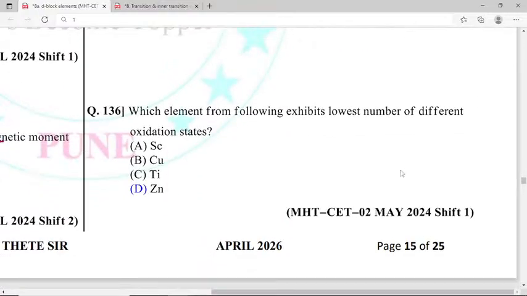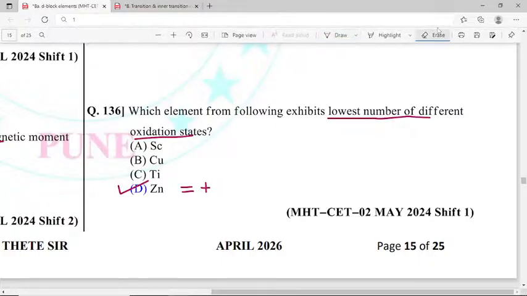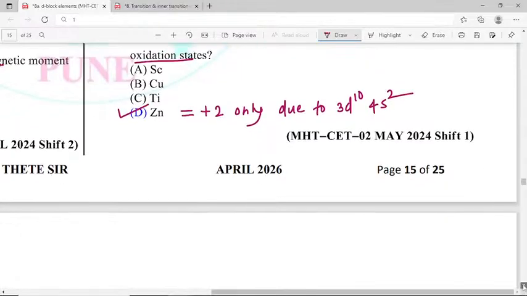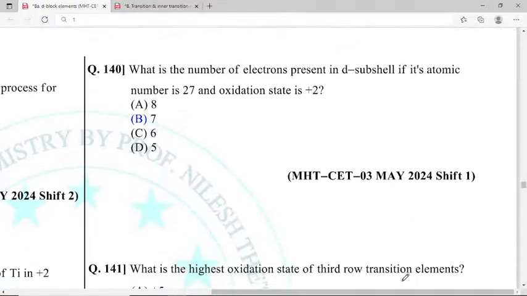Which element from the following exhibits the lowest number of different oxidation states? Zinc. Zinc shows only one oxidation state, +2 only, due to its 3d10 4s2 electronic configuration. So it does not show variable oxidation states.